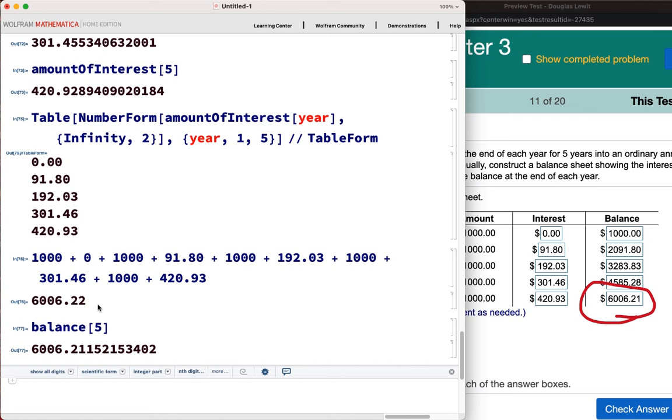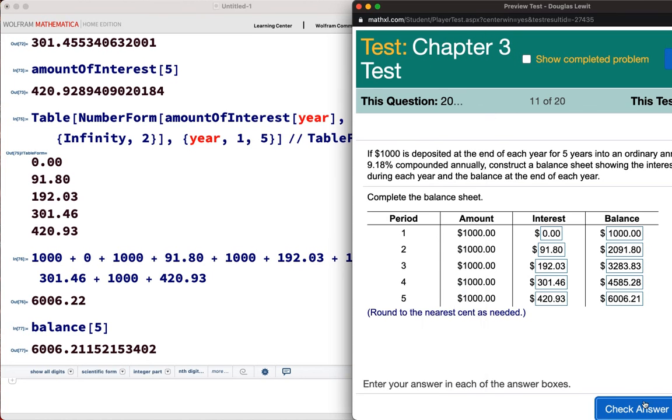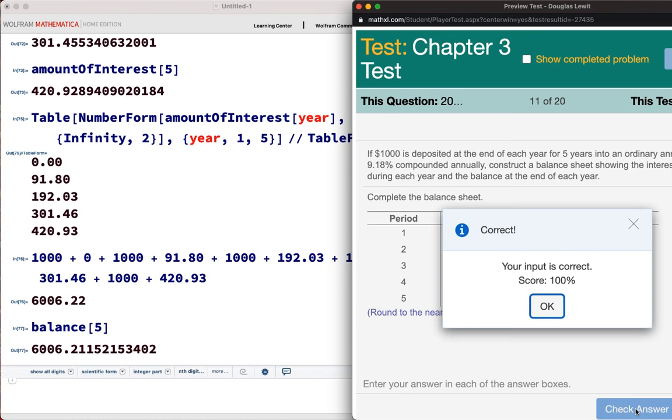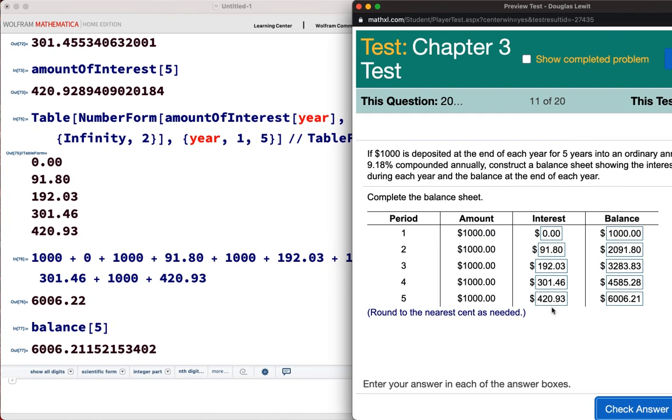So there's a little bit of a rounding issue happening right over here, but let's not worry about it. The reason the rounding issue is happening, guys, is because we're rounding everything to 2 pennies, or 2 cents. That's why we're having the rounding issue. But right now, don't worry about it. And we can see that this is correct. Your input is correct, score 100%.